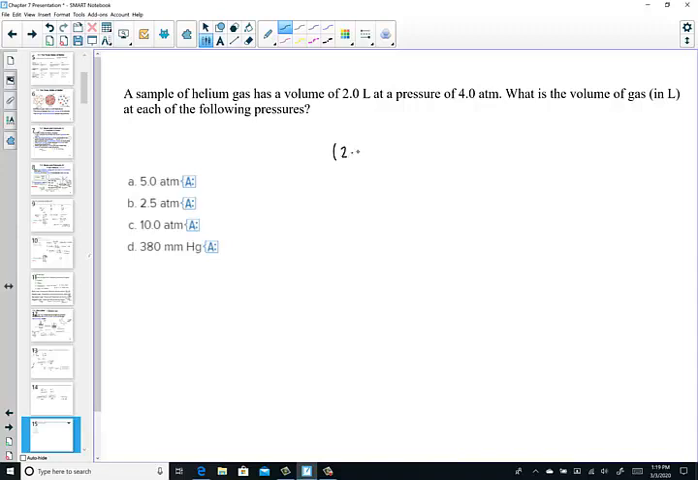We have an initial condition of 2 liters, the first pressure at 4 atmospheres. And all that's changing in each of the following conditions, we're looking for the new volume. If we have 5 atmospheres, followed by 2.5 atmospheres, followed by 10 atmospheres, followed by 380 millimeters of mercury.